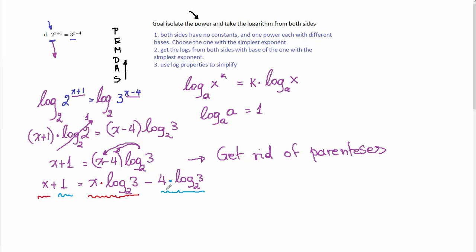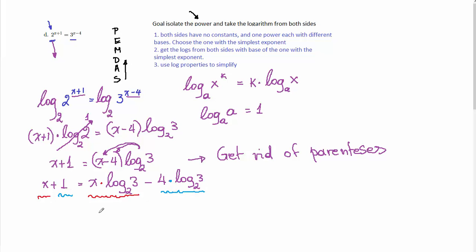Now you will tell me, why is this a number? Well, remember, log with base 2 of 3 is nothing else than a simple number. And actually it's a number that is less than 2, somewhere in between 1 and 2, probably around 1.52. So if you multiply 4 times 1.52, you will get something like 6.4, 6.3. So that's a number, that's a constant.